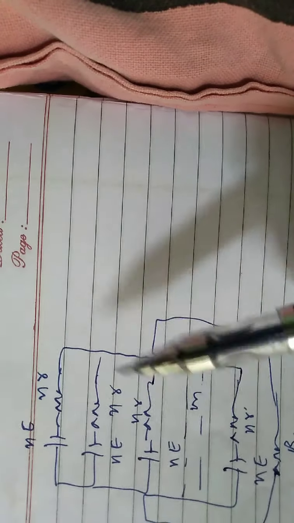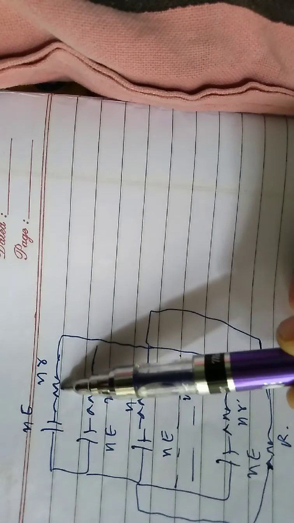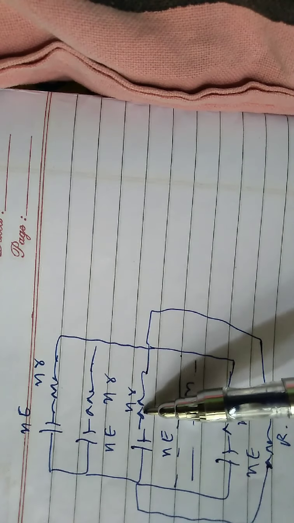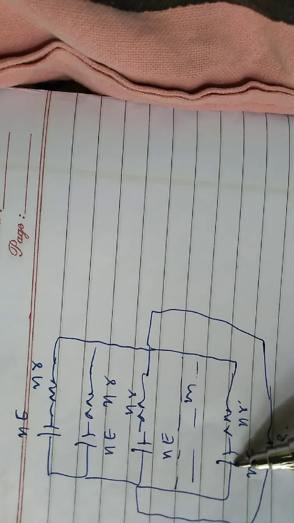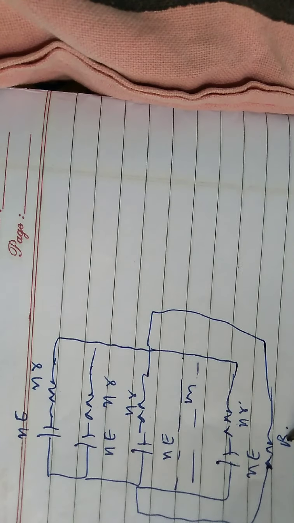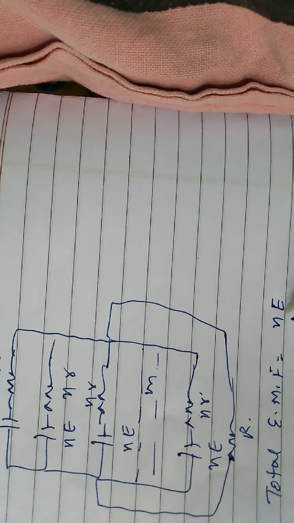Now we can make the equivalent circuit of this. For the first row, total EMF NE, internal resistance NR. For the second row, total EMF NE, internal resistance NR. For the third, total EMF NE, internal resistance NR. For the last row, total EMF NE, total internal resistance NR, and they are connected with the external resistance capital R. Now these are connected in parallel combination. For the parallel combination, total EMF remains the same. Therefore total EMF is NE.